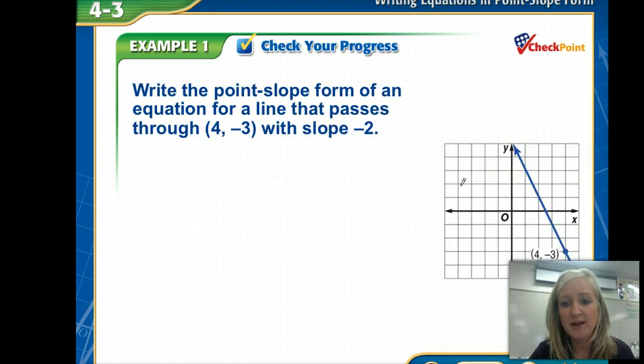All right, this is a checkpoint. If you want to check yourself, write the point slope form of the equation for a line that passes through (4, -3) with a slope of -2. So you can pause the video and we'll come back together to see if you get the same answer as I did.